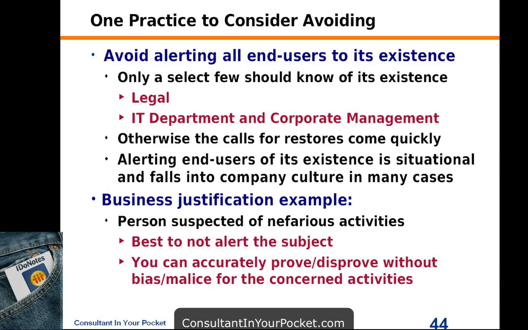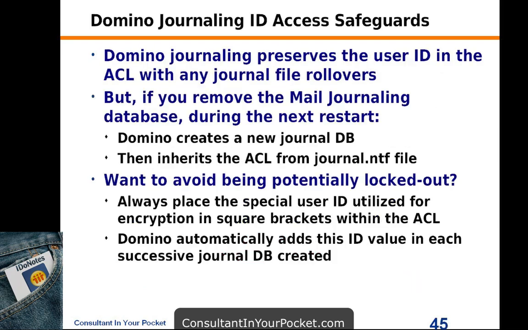But here's a good business justification for it. I was at a company where you can have a person suspected of nefarious activities, or even if you're concerned somebody's doing something based on a rumor and there's no suspicion of any inappropriate conduct. If the users are unaware of the journal, then you can accurately prove or disprove without any bias at all, because they're not going to do anything differently. Then you can go through the journal and archives and the message logs to determine what actually occurred in terms of mail, who they've been mailing, and the types of content that they have. So that's actually a very nice benefit.